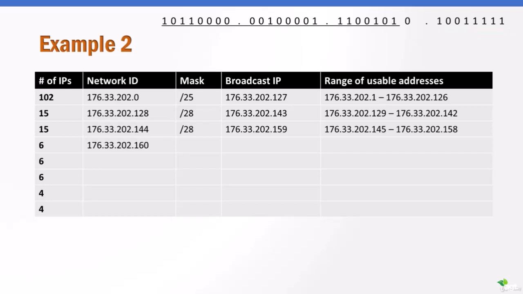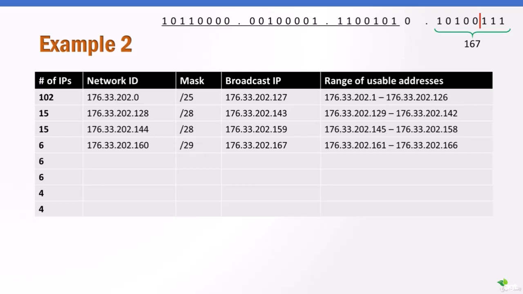Next subnet network ID is 176.33.202.160. This is what that looks like in binary format, and this time we're going to use 3 host bits. 2 to the power of 3 is 8, and that satisfies our requirements for our next 3 subnets. When we switch the last 3 bits into ones, we're going to get 167 in our last octet, so that's our broadcast IP. And then the range goes from 161 to 166.